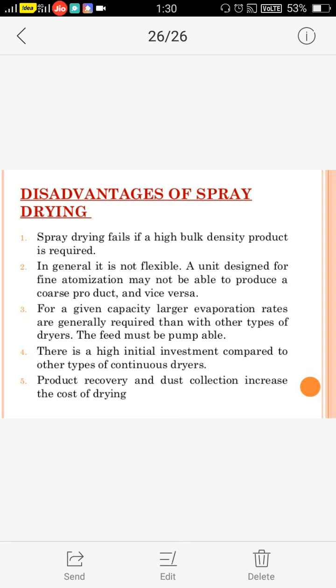The feed must be pumpable. So there is high initial investment compared to other types of dryers. Product recovery and dust collection increase the cost of drying. So these are the disadvantages of spray drying.